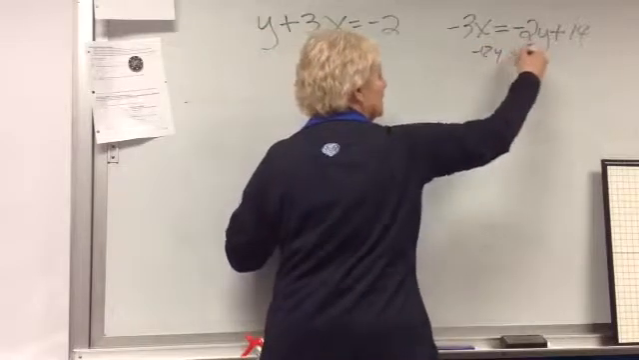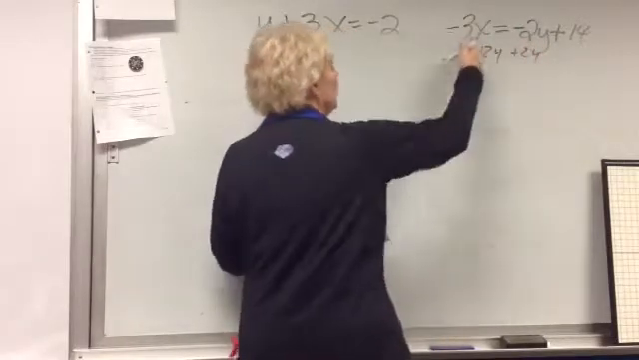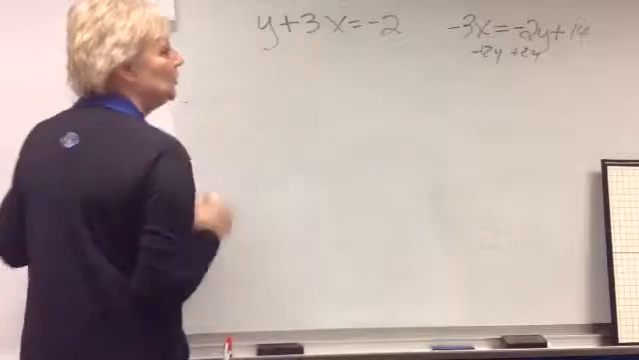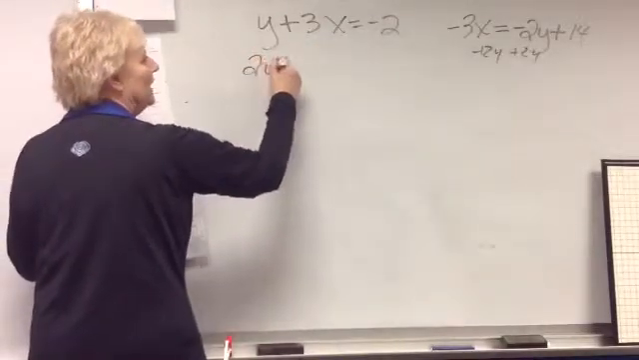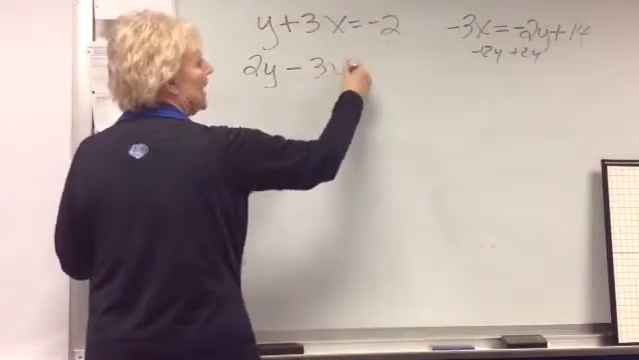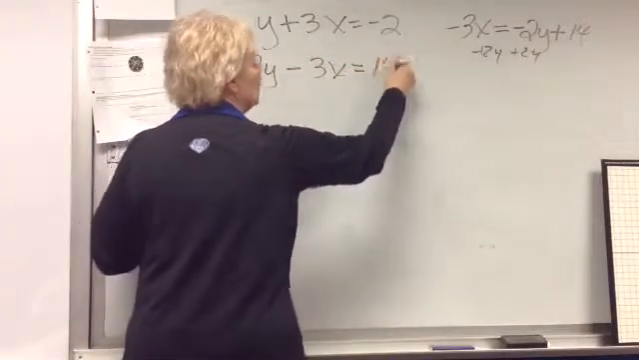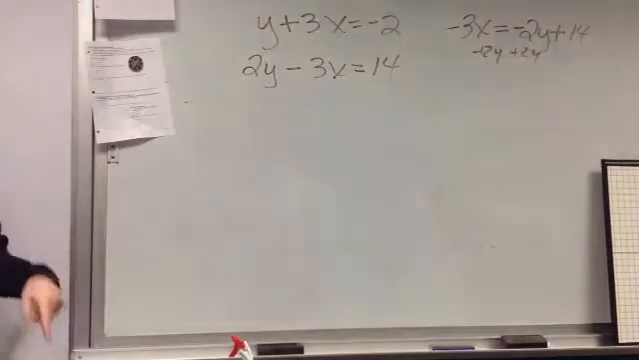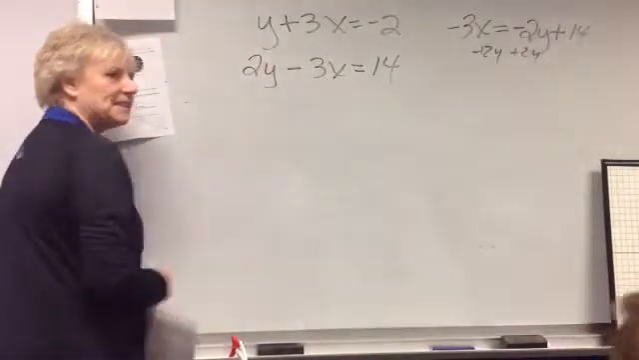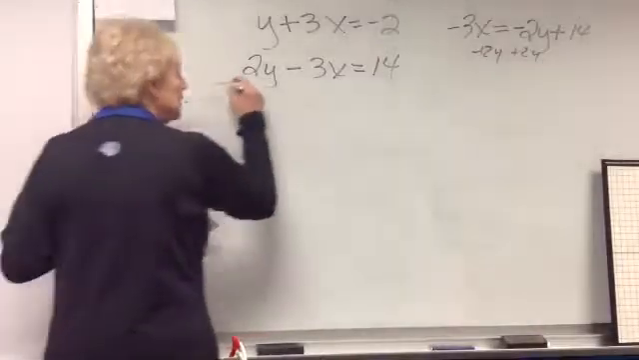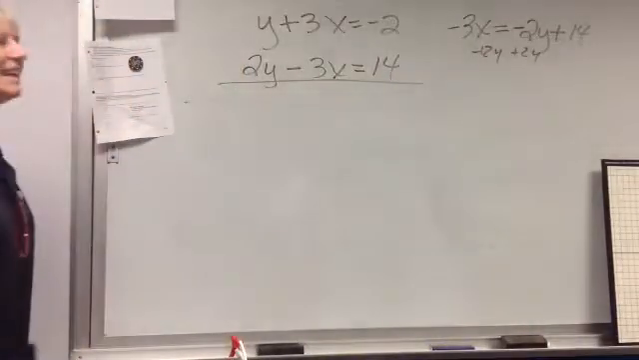Plus 2y, plus 2y. All right. So then, after I add 2y to both sides, I get 2y - 3x equals 14. They have to be in standard form for this to work. All right, do we have opposites? We sure do. If you have opposites, add.